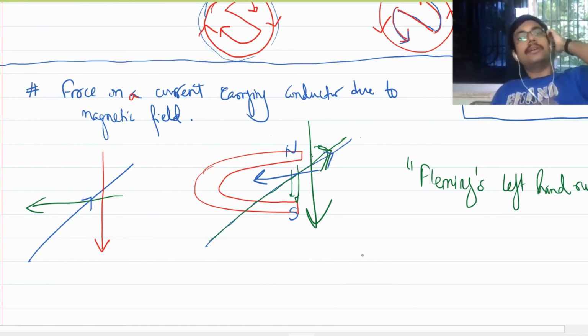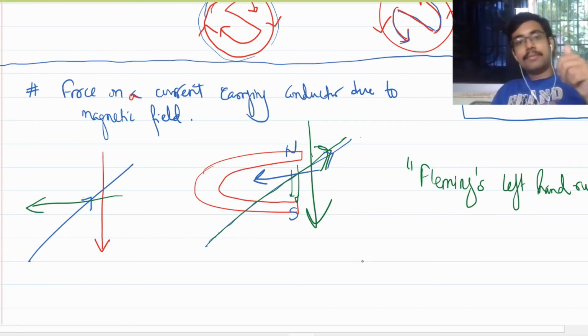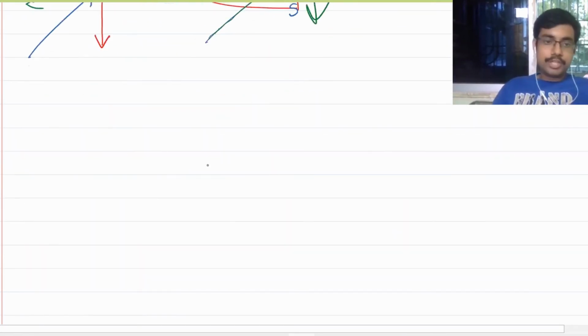That if you take the first three fingers of your left hand and arrange them perpendicular to each other, and if the index finger represents the direction of magnetic field, if the middle finger represents the direction of electric current, then the thumb will represent the direction of force that the conductor will experience under that magnetic field. Try an example. Use your brain a little bit.